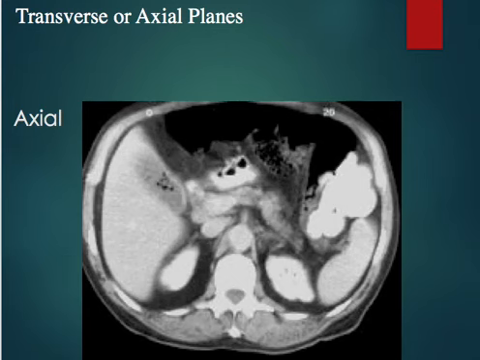And the last plane is transverse, axial, or horizontal. So this is cutting the body into superior and inferior portions. So it's like we're looking at a body cut in half. So this is a CT. You've got your back portion here. So this is the patient's back, spine. You've got a kidney here, liver, intestines here. There's some contrast in there. So this is the axial plane.